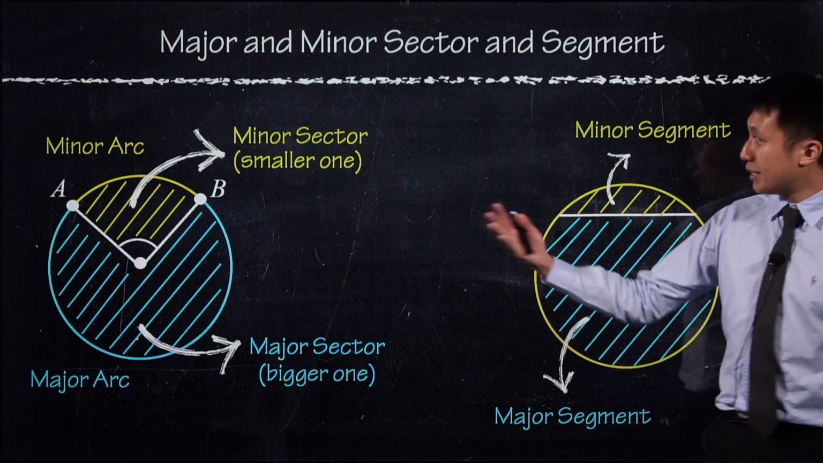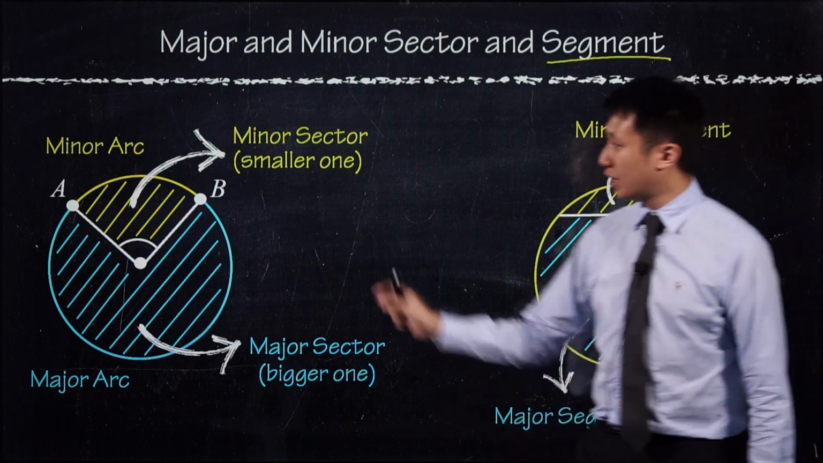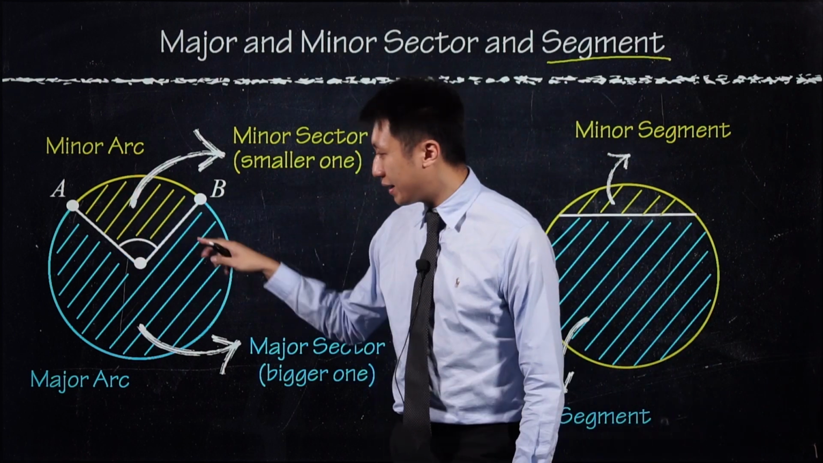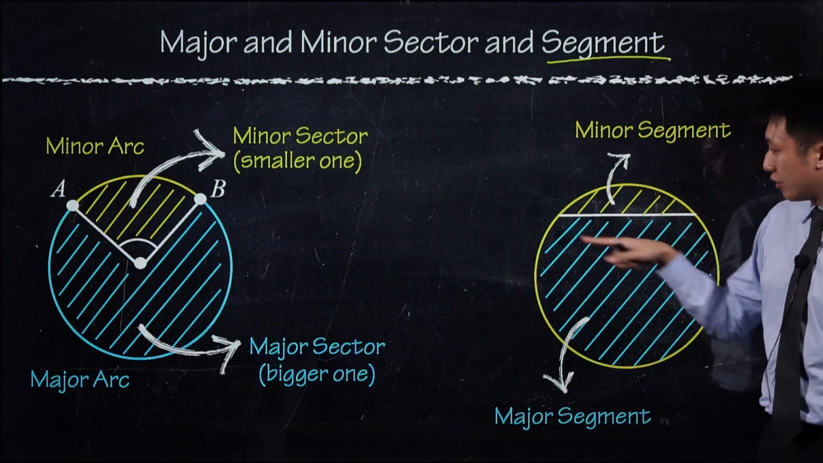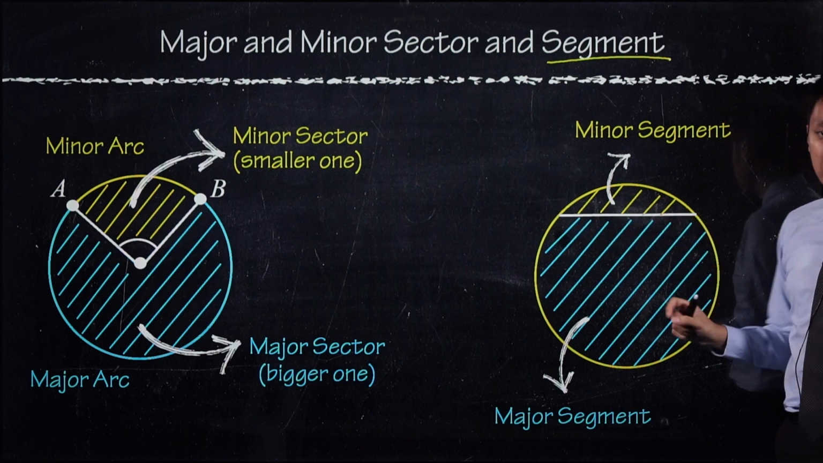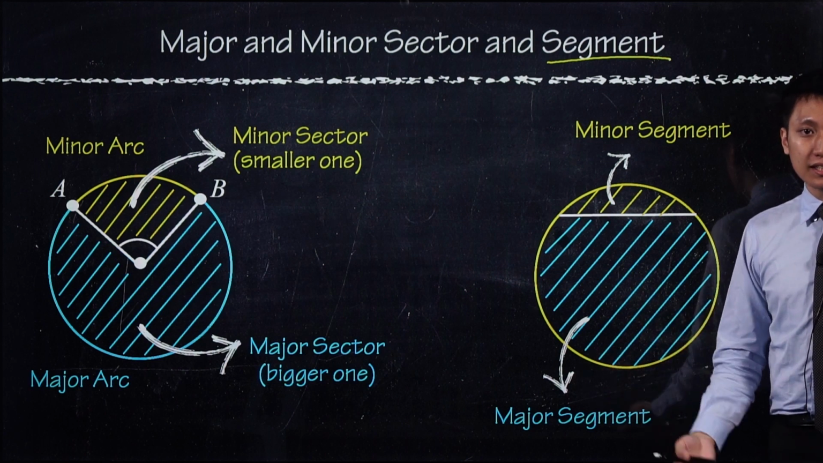Okay, so now another term called segment here. Just now what we did was sector. Minor sector is this whole piece. Major sector is this whole piece. How about segment? You do this thing, then this thing is called the minor segment, and the remaining one is called the major segment.